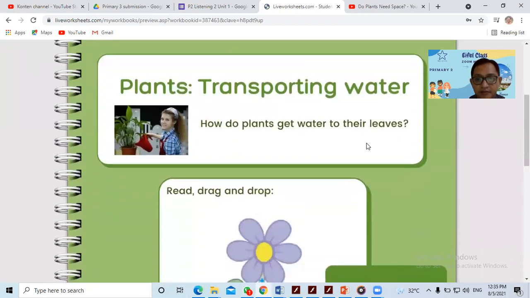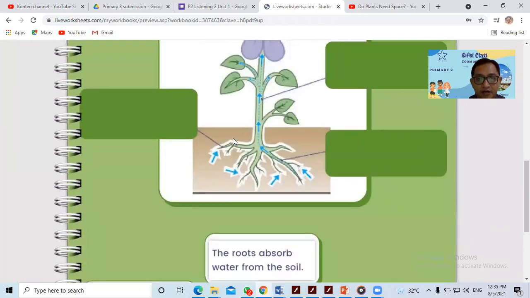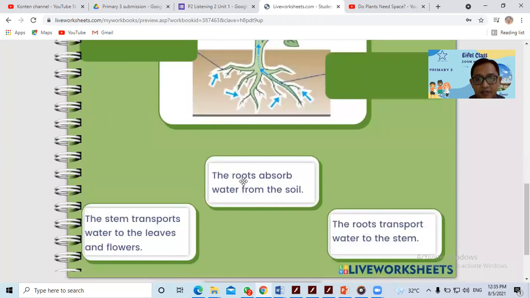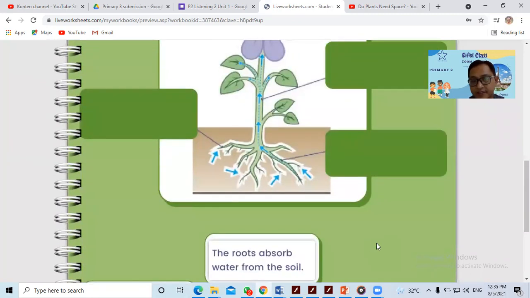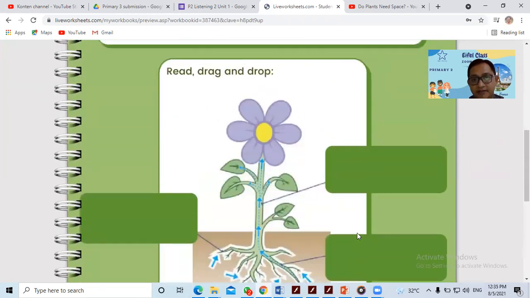How do plants get water to their leaves? Read and drag and drop. So the first one, do you remember from your book? The roots absorb the water from the soil. Where do you put this? And then the stem transports the water to the leaves and flowers. The roots transport water to the stem. So which one is first, second, or third? Okay. Don't forget to click finish when you are done.